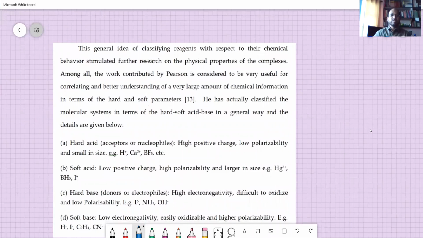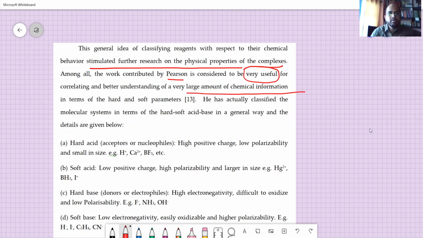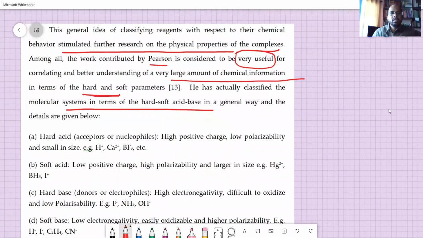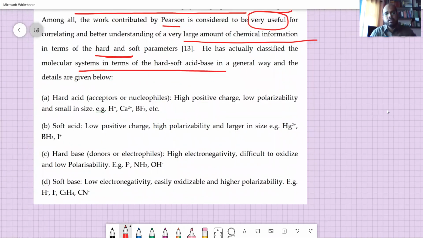The general idea of classifying reagents with respect to their chemical behavior stimulated further research on the physical properties of the complexes. The work published by Pearson is very useful for correlating and better understanding a very large amount of chemical information in terms of the hard and soft parameters. They have classified molecular systems in terms of hard and soft processes. I think you have had the HSAB theory in your MSc classes.